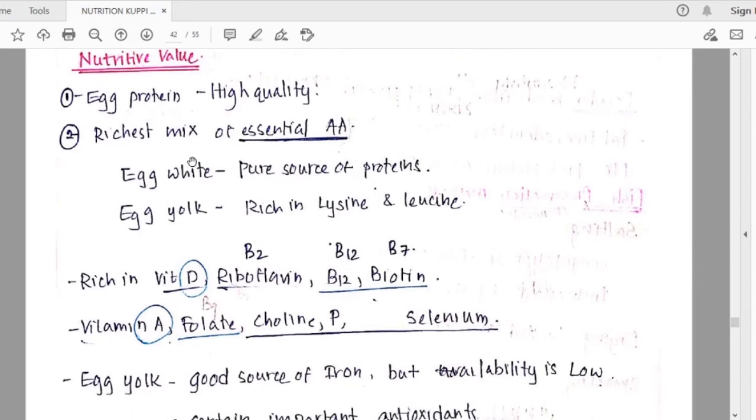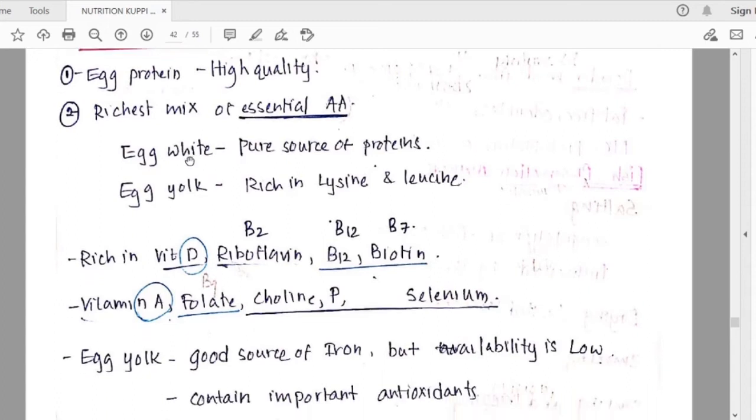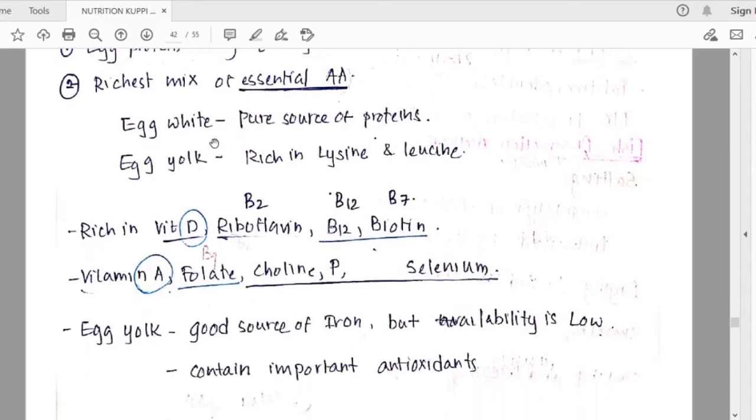Then api katha karanawane ara amino acids ko ek gana. Etukota amino acids ko ek kiyanne hama amino acid ekakma e avashya level ekata eggs will attain nisatama api kiyane uvula there are high quality protein kela. Now, egg white is a pure source of proteins. Egg yolk keke, it is rich in lysine and leucine.